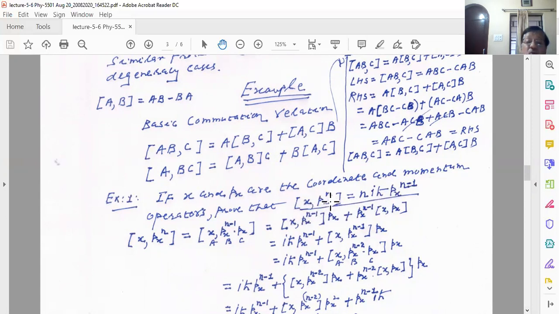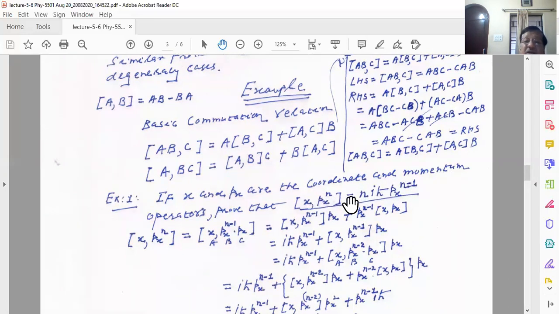Suppose n is equal to 2, so it's x with px square. The answer will be 2 times i h cross px raised to 2 minus 1, that is px. Suppose n is equal to 3, then it is the commutator of x with px to the power of 3. The answer will be 3 times i h cross px raised to 3 minus 1, that is 3 px square. So it will be 3 i h cross px square.